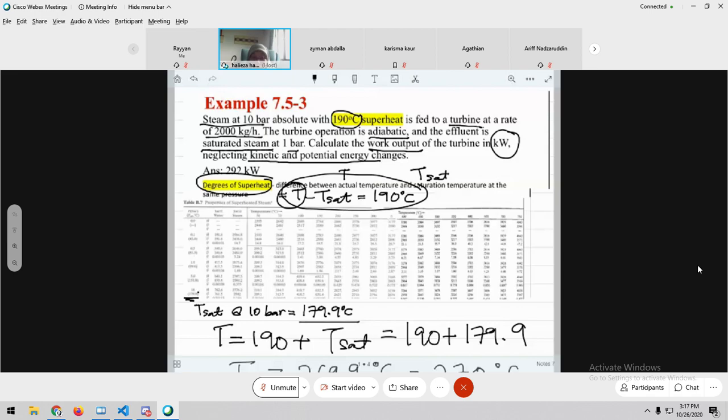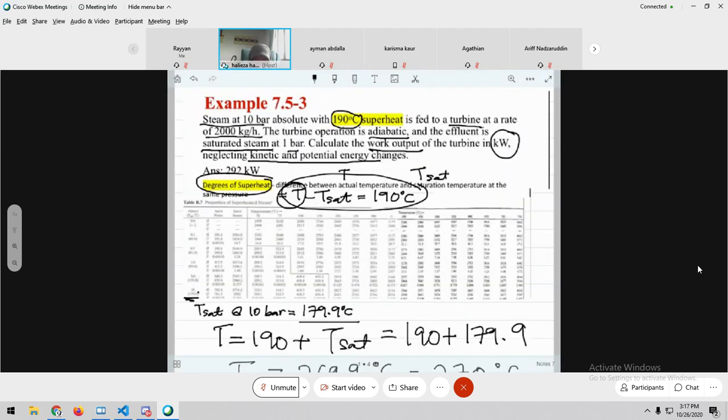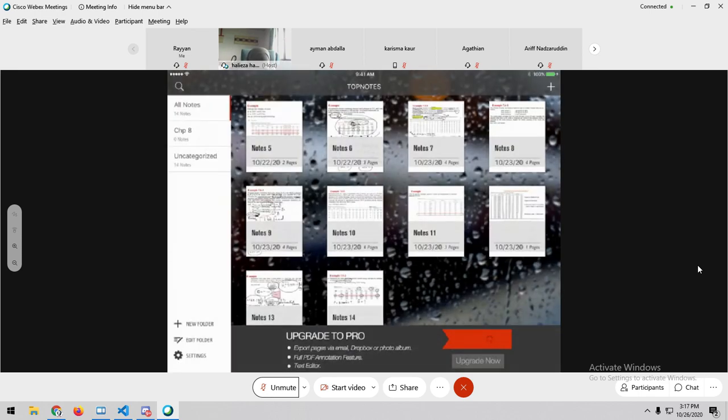So now let's go to the next page. Not the next page, there's still some space here. I just need to zoom out. Is it possible for me to zoom out? No, I'm having difficulty zooming out.